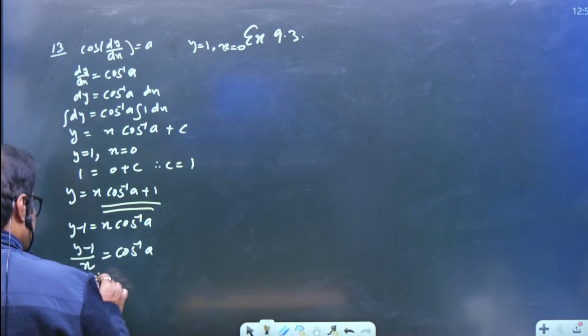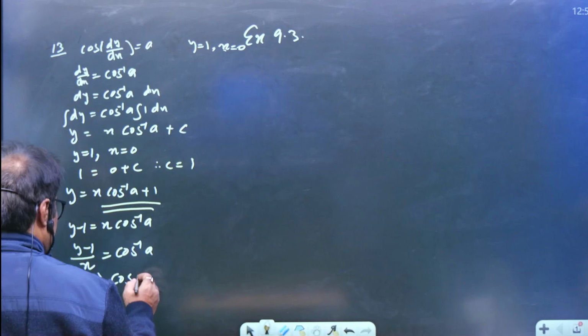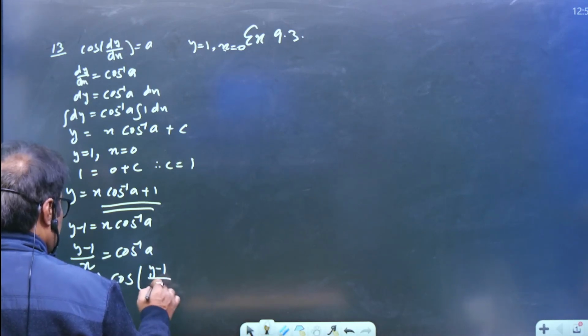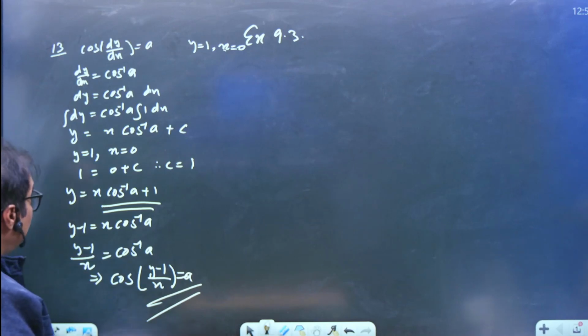So finally this can be written as, transferring cos inverse to the right-hand side, cos of (y minus 1) upon x is equal to a. Okay, this is the final result.